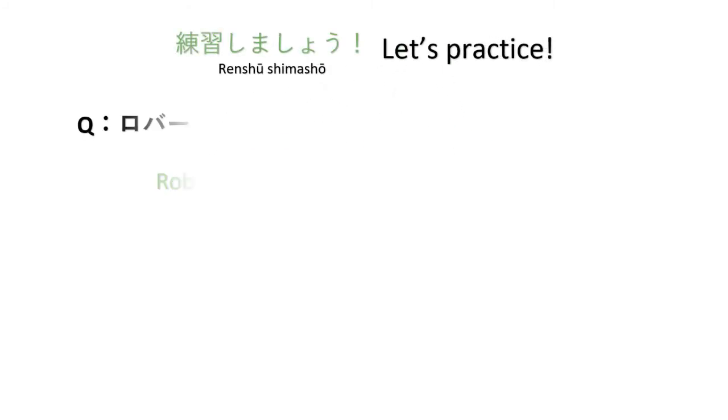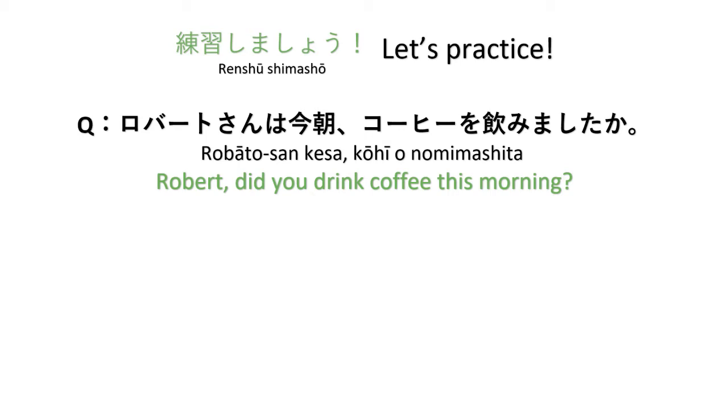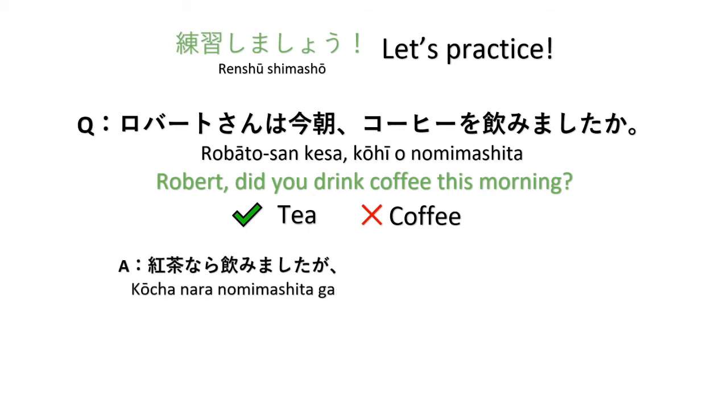Renshu shimashou. So we have here a sentence. We're going to respond using nara. Roberto-san, kesa, kohi o nomimashita ka? Robert, did you drink coffee this morning? So we have two options, tea and coffee. Obviously, he did not drink coffee, so the answer is tea, or black tea in Japanese.